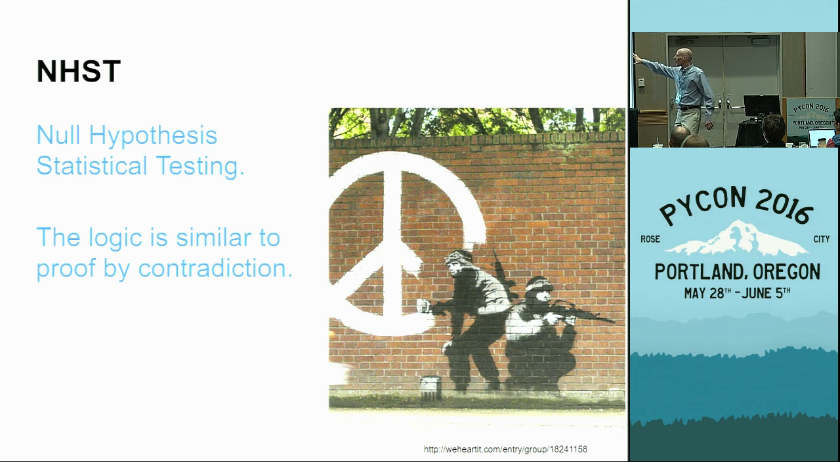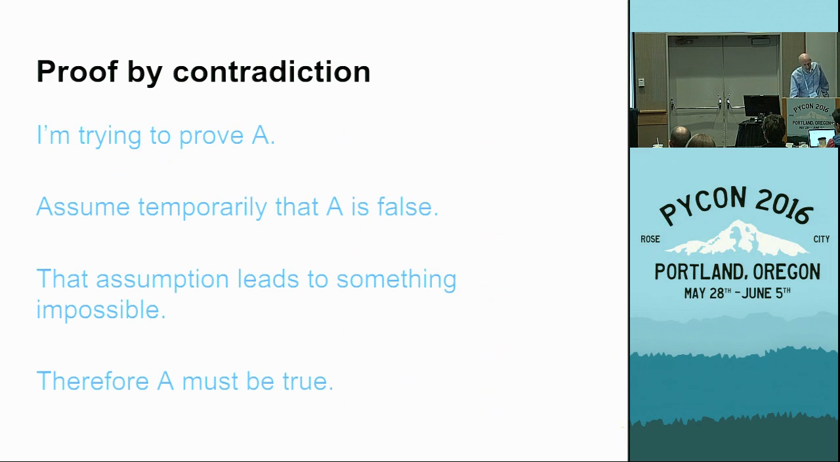The logic of the whole thing, this is null hypothesis significance testing. It's actually not statistical significance testing. The logic of the whole thing is similar to doing a proof by contradiction. If you're coming from a mathematical background, you should be familiar with this idea that if I'm trying to prove that A is true, I can assume temporarily that it's false, and if that assumption leads me into a contradiction, then I have to conclude that one of my assumptions was wrong, and therefore A is true. This is similar.